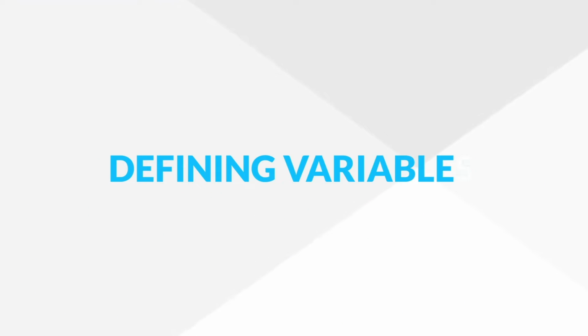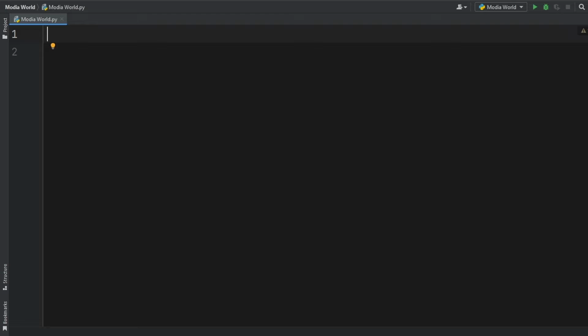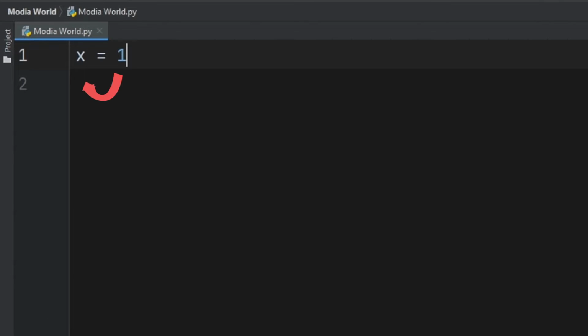Now let's see how we can define a variable in Python. To define a variable, we have to use an equal sign. For example, x equals 1. So, what is going on here? This assignment statement is something that often confuses people when they move from math to programming. An equal sign has a direction.